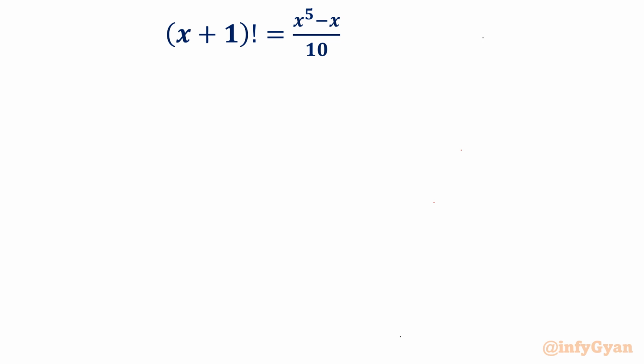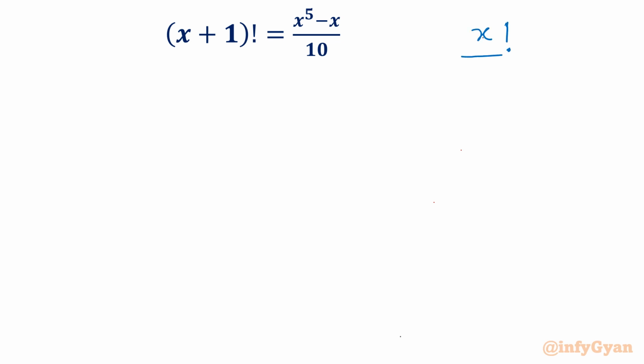In this very exciting video of factorial equations, we are going to solve a nice factorial equation: (x plus 1) factorial equals (x to the power 5 minus x) over 10. While solving this problem, we'll use factorial notation, recursive formula, algebraic manipulation, and we'll conclude our result by logical arguments. So let's get started by writing the domain of any factorial equation first, then we will take up our equation.